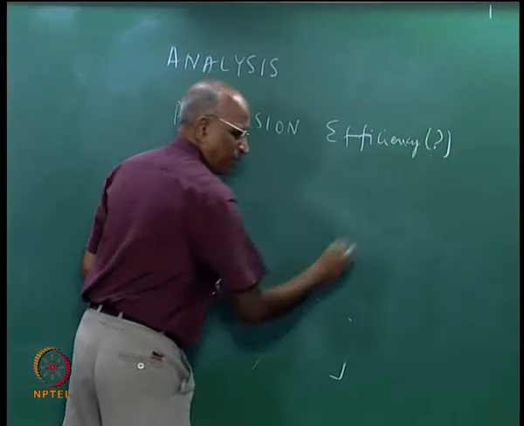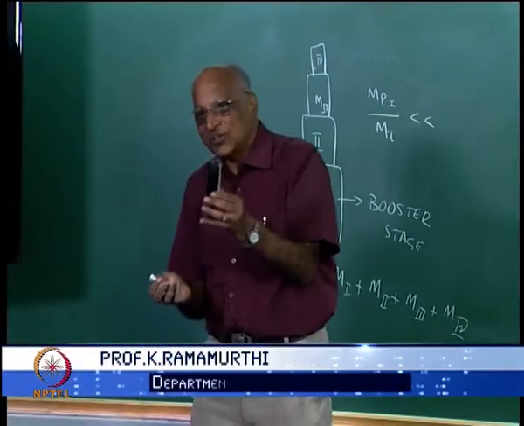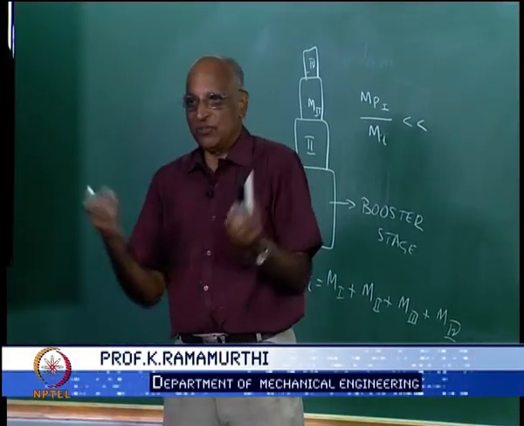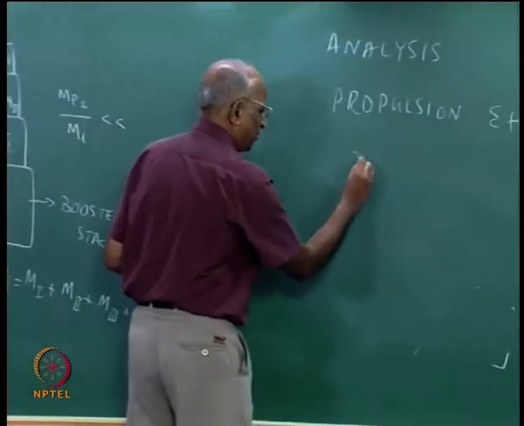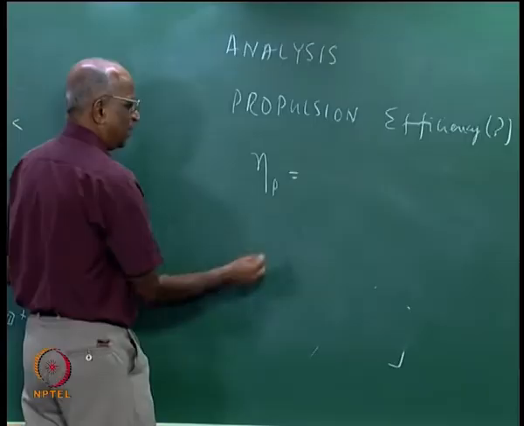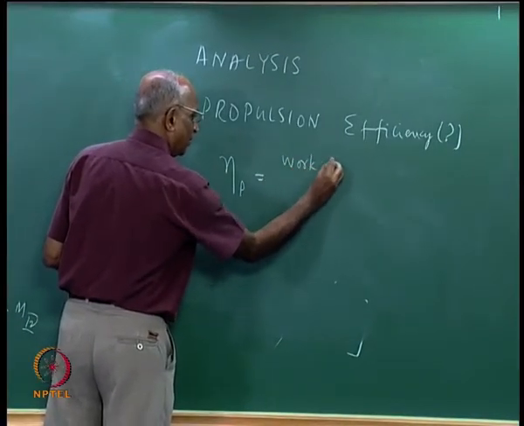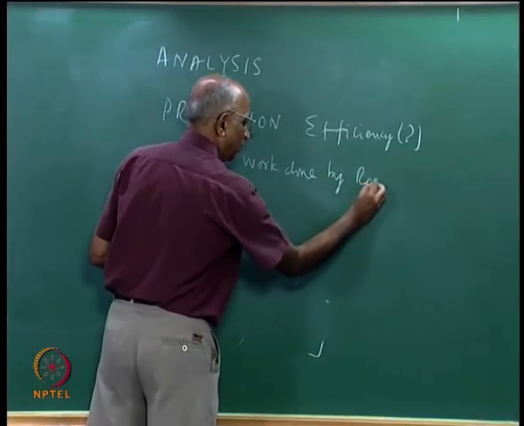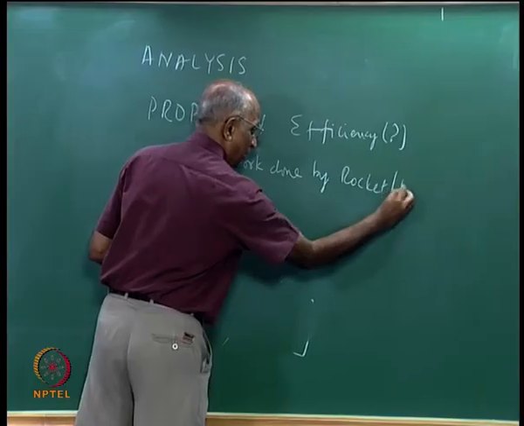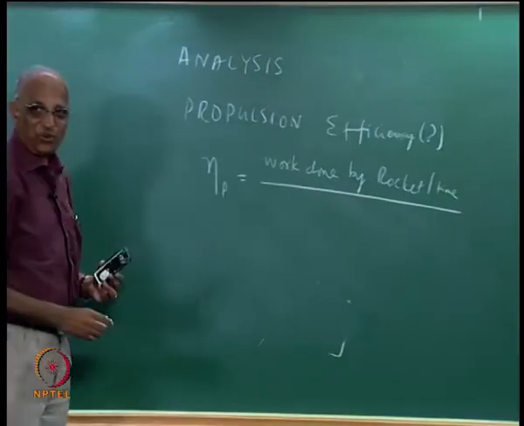How do I define it? It has to do something about the forces, how it is moving up, or the power which you are giving, the power it is producing. Therefore, I say, well, propulsive efficiency is something like the power generated by a rocket, or let us say work done by the rocket per unit time, divided by what should it be?